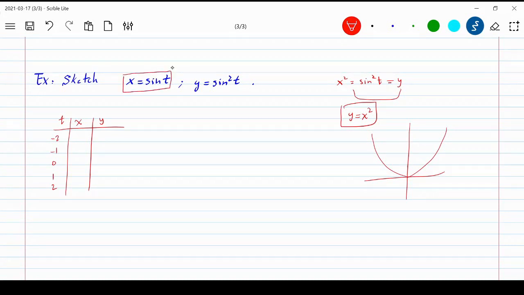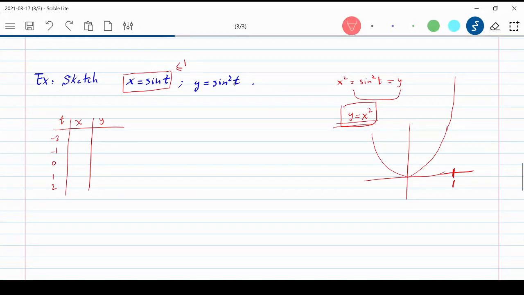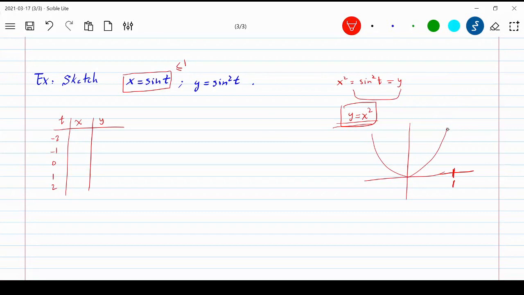This x value cannot be greater than 1. It should always be less than or equal to 1. So when you graph this y equal to x squared, you're not allowed to pass an x value of 1. You have to stop at the x value of 1. Otherwise, if you draw this curve and say it will go on forever, that's not true. x is bounded here. Whatever you replace for t, sine is always less than or equal to 1. So I should cut this off at 1 and say this is the most I can go. On the other side, I will stop at -1 as well.